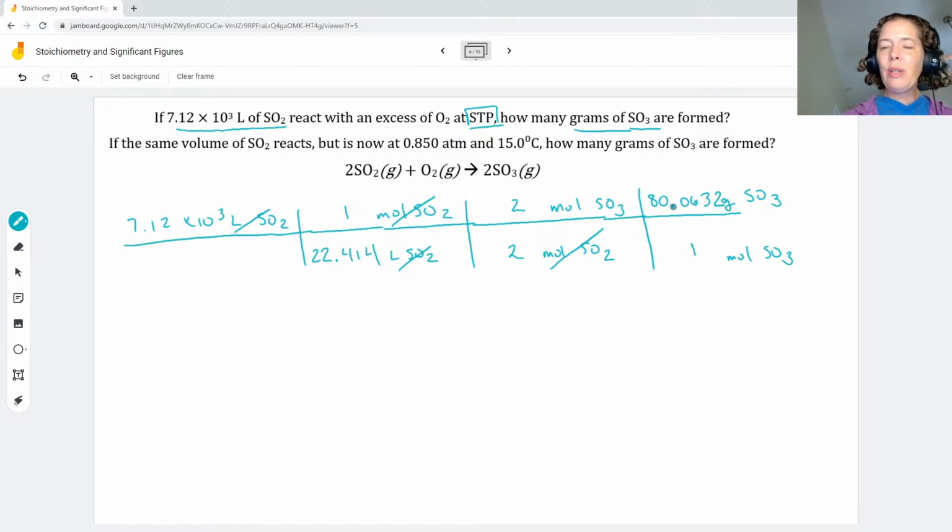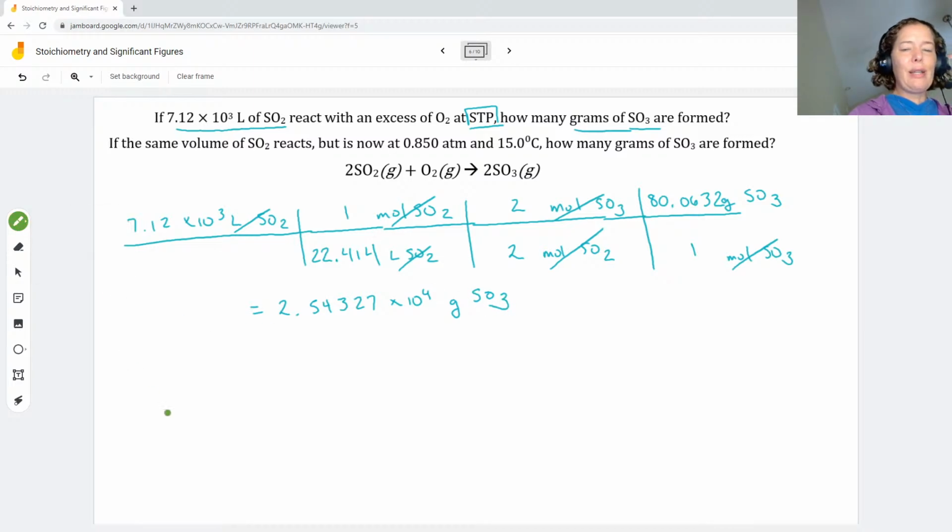3, 2. And then my moles of sulfur trioxide have canceled, and I am ready to get an answer here. Okay, so plugging all this in, I'm going to write down what my calculator gives me, all of these crazy decimals. And that is grams of sulfur trioxide.